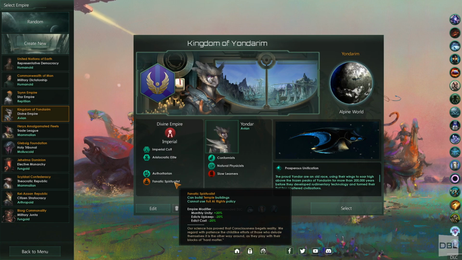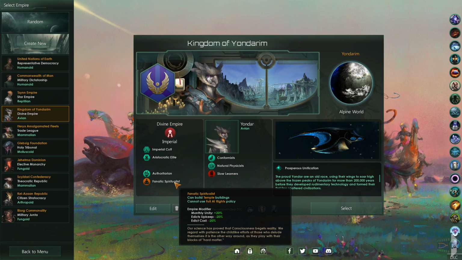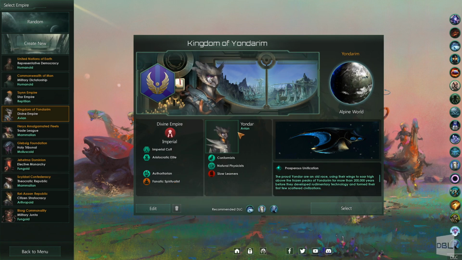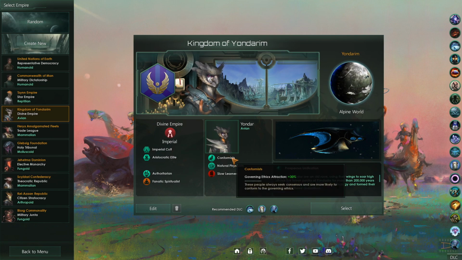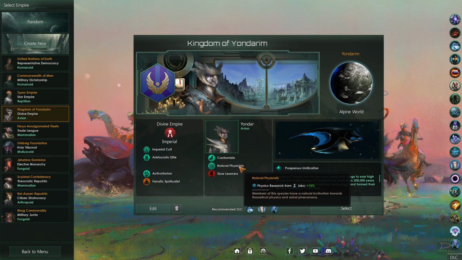Empire modifier, monthly Unity plus 20%, edicts upkeep, negative 20%, edict cost. Our sciences prove that consciousness begets reality. We regard with patience the childlike efforts of those who delude themselves. It is the other way around, as they play with their blocks of hard matter. So they are avian species, conformists, governing ethics plus 30%. These people always seek consensus and are more likely to conform to the governing ethics. Natural physicists.